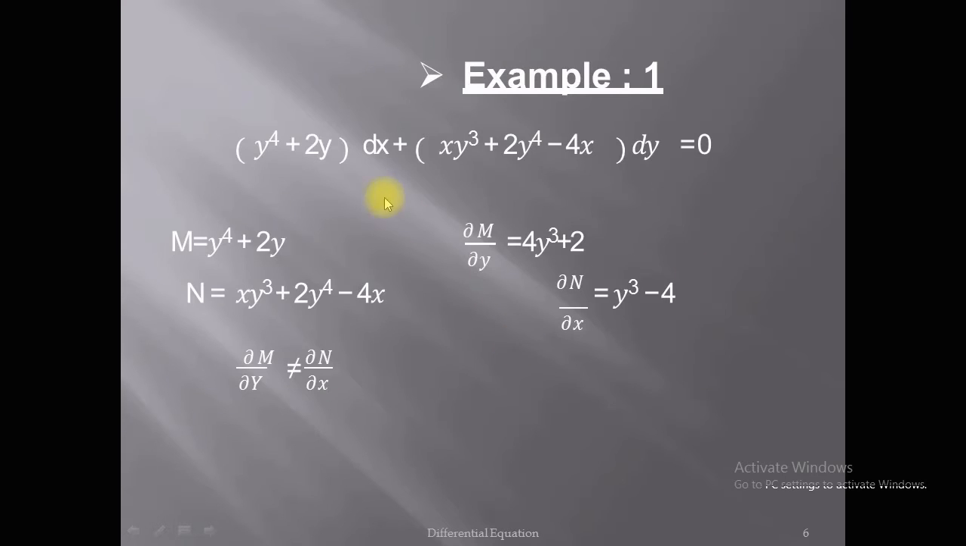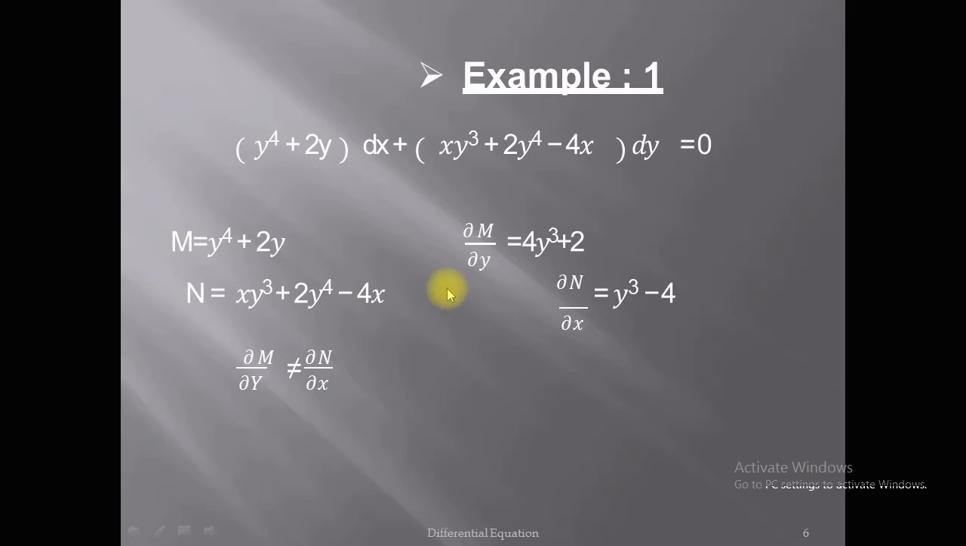For example, this is a differential equation: (y^4 + 2y) dx + (xy^3 + 2y^4 - 4x) dy = 0. First of all, find partial M by partial y and partial N by partial x to check whether this differential equation is exact or non-exact. So the coefficient of dx is M and the coefficient of dy is N. This is the M function and this is the N function.